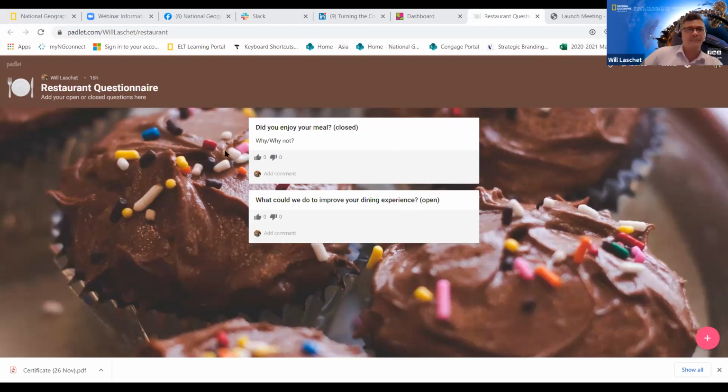So what we're going to do, I'm now on a website called Padlet, okay? And we're going to use Padlet to work collaboratively to brainstorm and to write some questions for a questionnaire given by a restaurant to customers who have had a meal in their restaurant. So I've got 2 sample questions. The first one here says, did you enjoy your meal? This is a closed question, and I've got a follow-up question, why or why not? That's one possible question. I'm not saying it's the best question to ask, it's just one that I've put there.